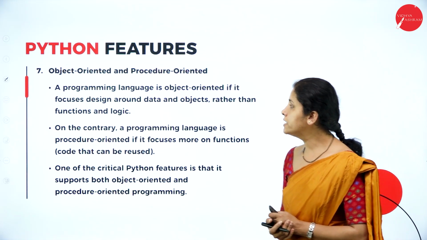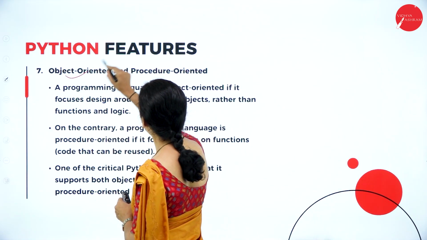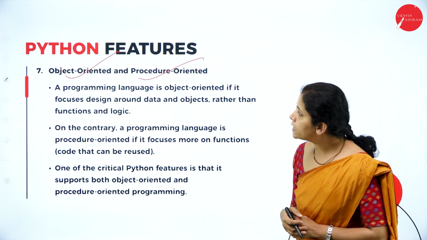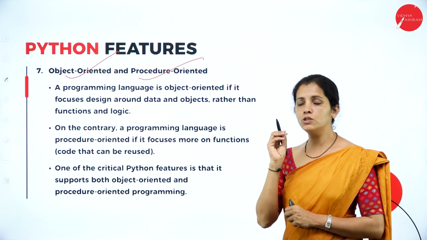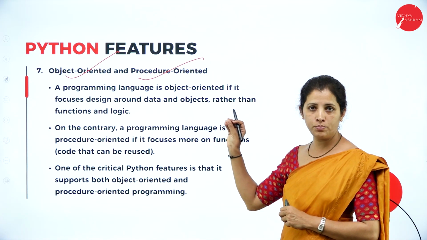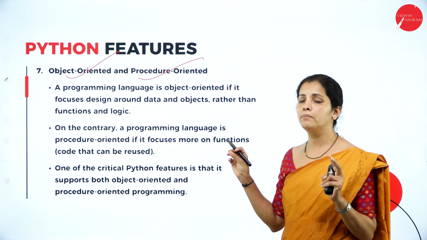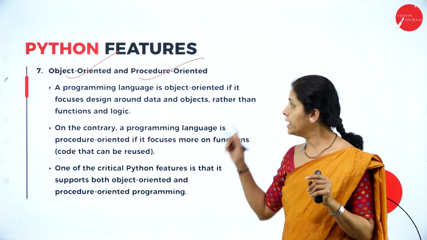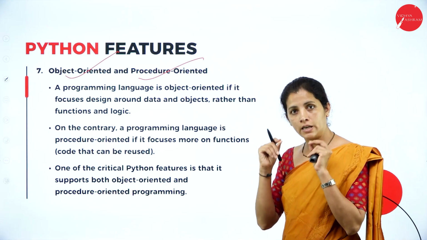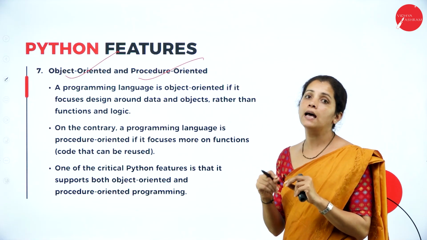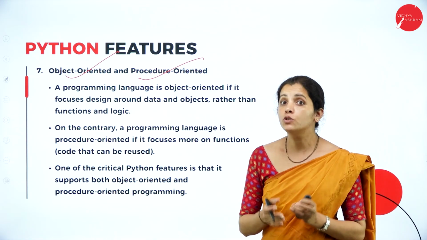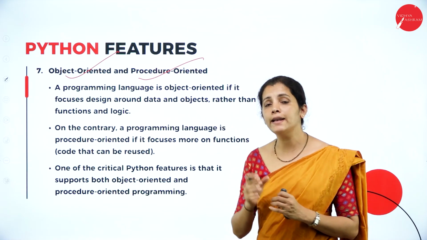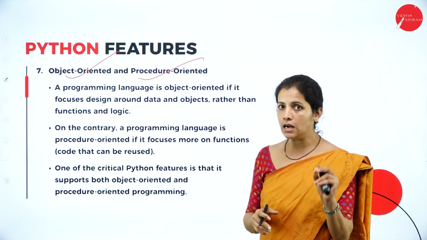Now another feature here is that Python is object oriented and procedure oriented. So what is object oriented? Dear student, when it is object oriented, you have to remember two things: one is class and the other is object. In Python I can create a class as well as create an object. So dear student, in Python I can create class and object. So what is a class?